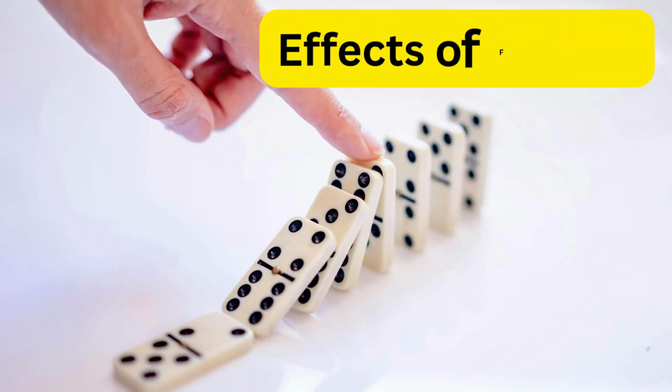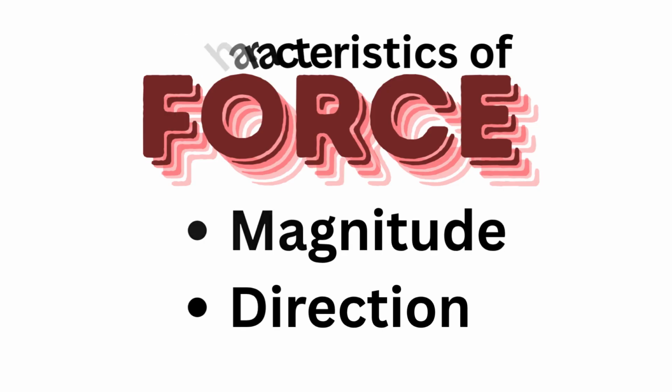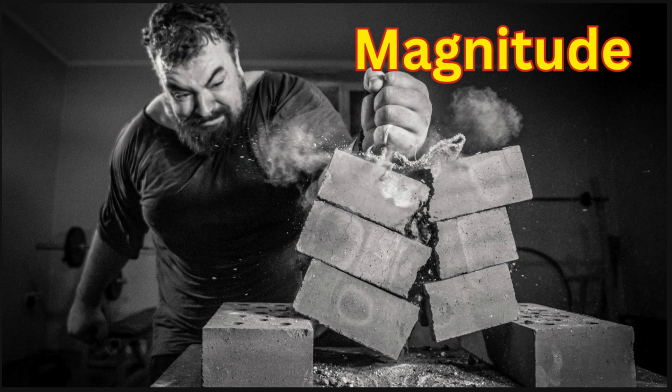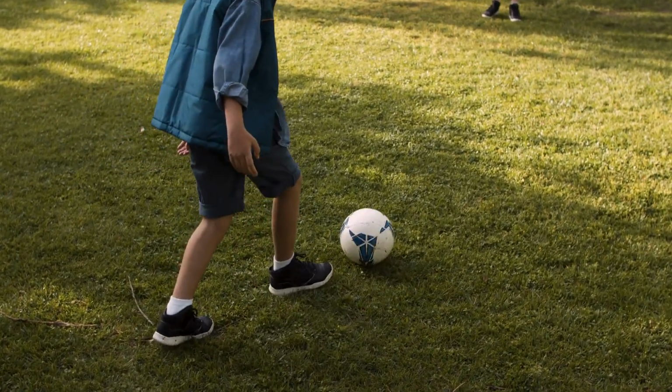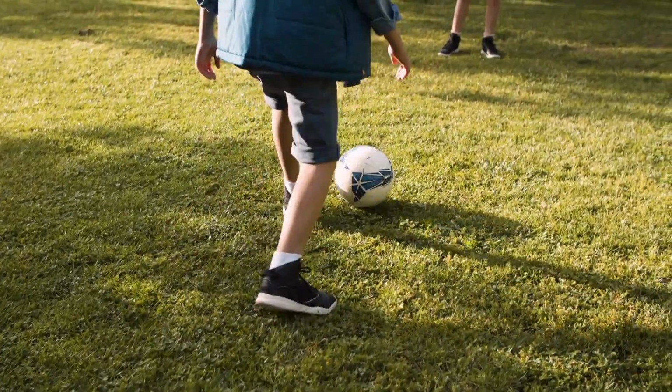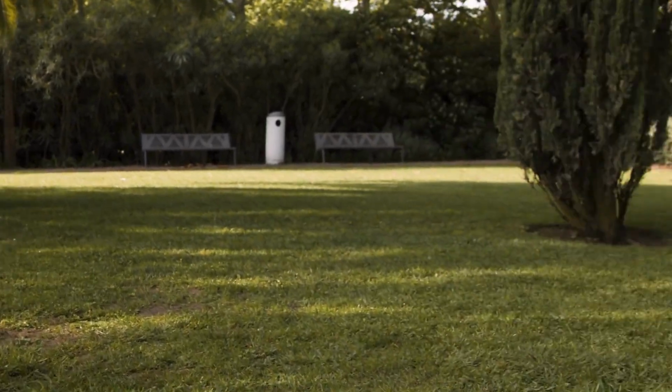To understand how a force affects an object, we need to know two important characteristics: magnitude and direction. Magnitude of force tells us how strong or weak a force is. A gentle push and a strong push may act on the same object, but the stronger force can produce a greater change in its motion.